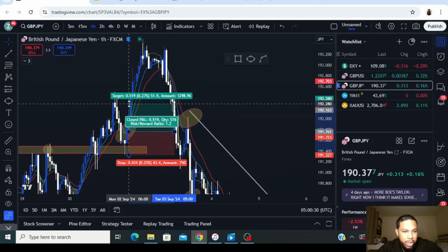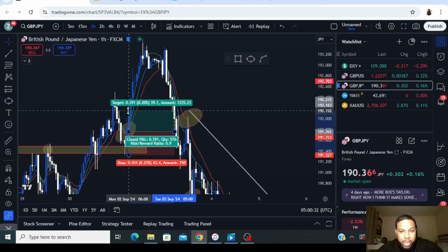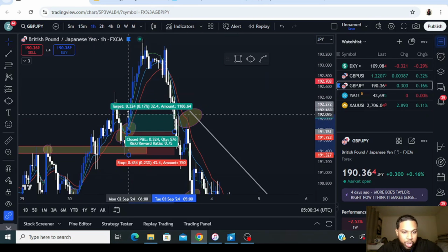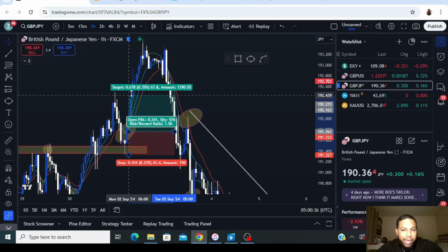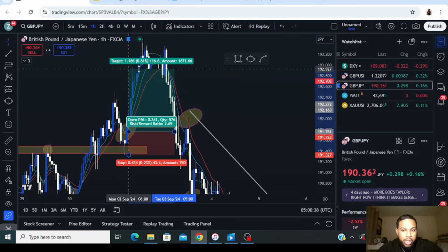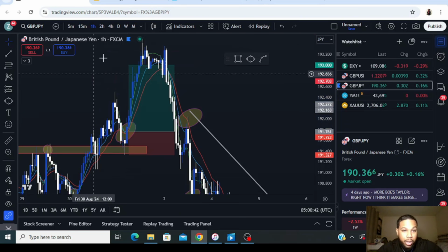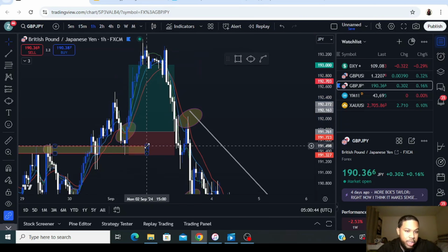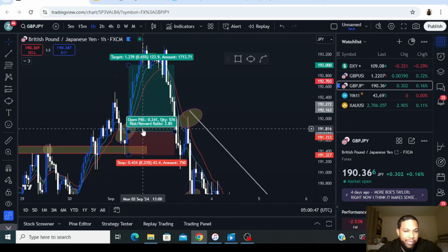So in this case, you could aim for 192, but that wouldn't really be a good risk to reward. So I would aim for 193. I would hold that trade a little longer till we hit 193. And as you guys can see on this setup, it's a 2.85 risk to reward. Anything greater than a 2 is a good trade.